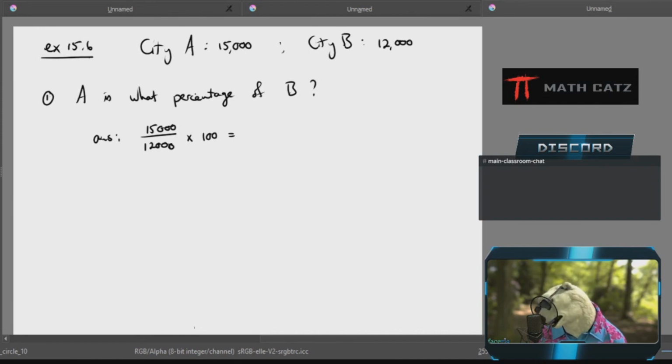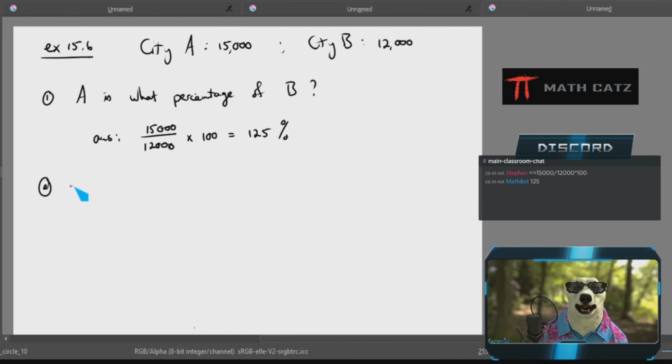15,000 divided by 12,000 times 100. Hopefully I type my zeros right. And we get 125 percent. Now it's good to think, does that make sense? Yes, because city A has more people. It's bigger than B. What percentage is it? 125%. So it should be over 100 because it is more than the 12,000 I'm comparing it to.